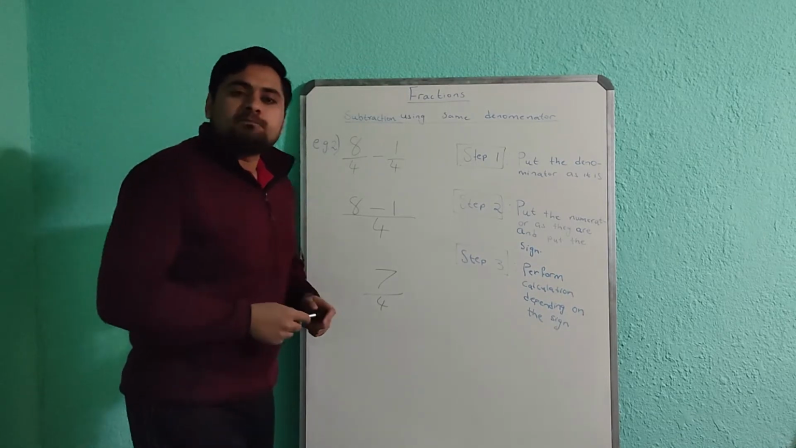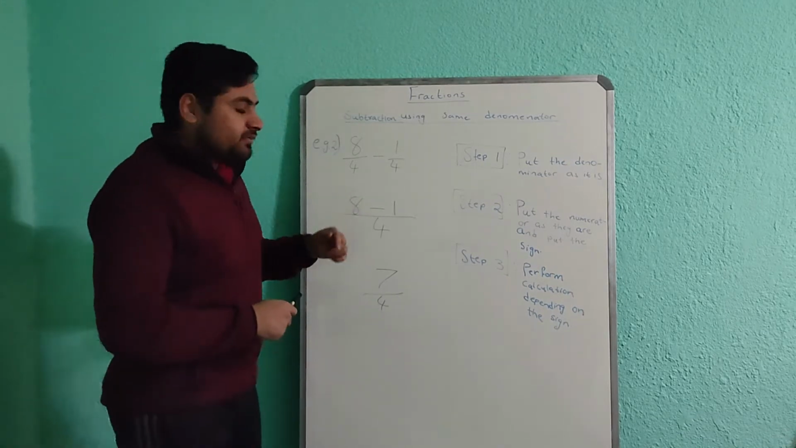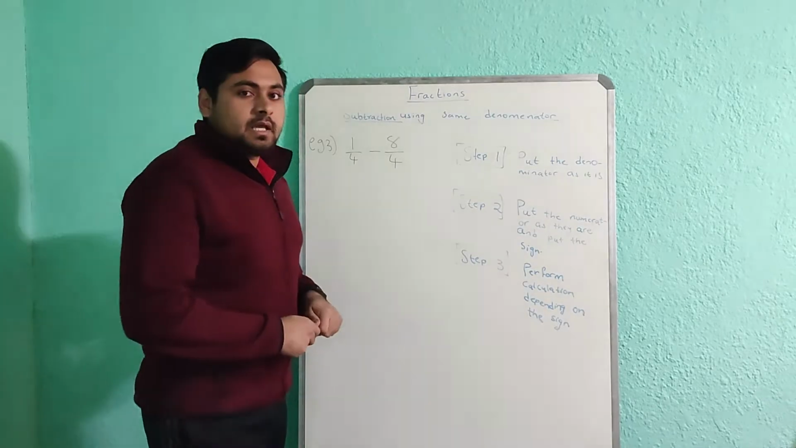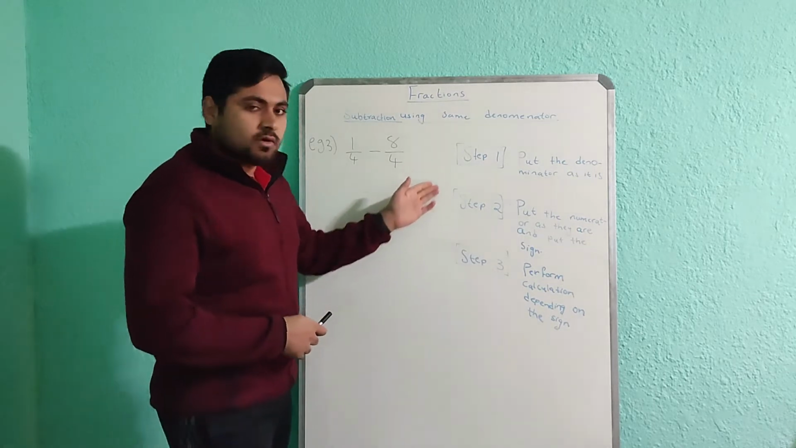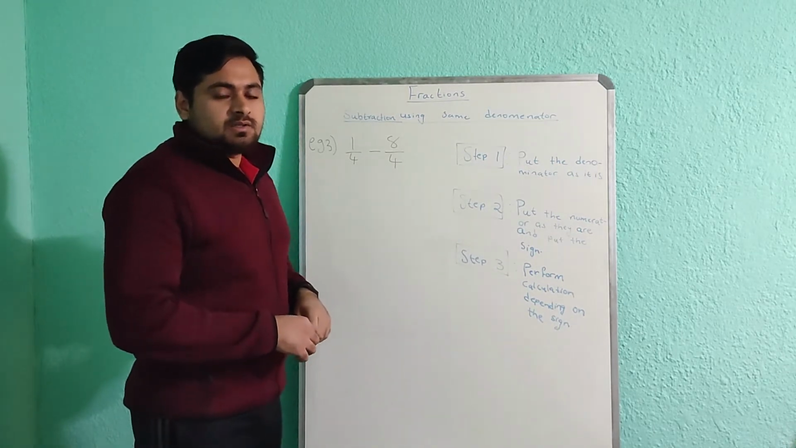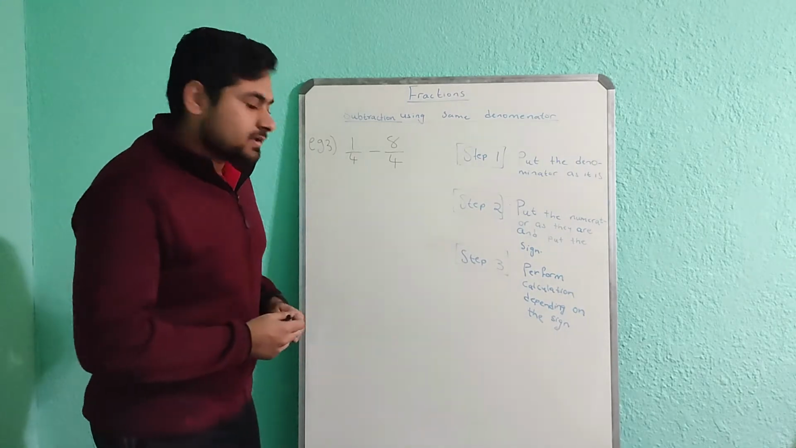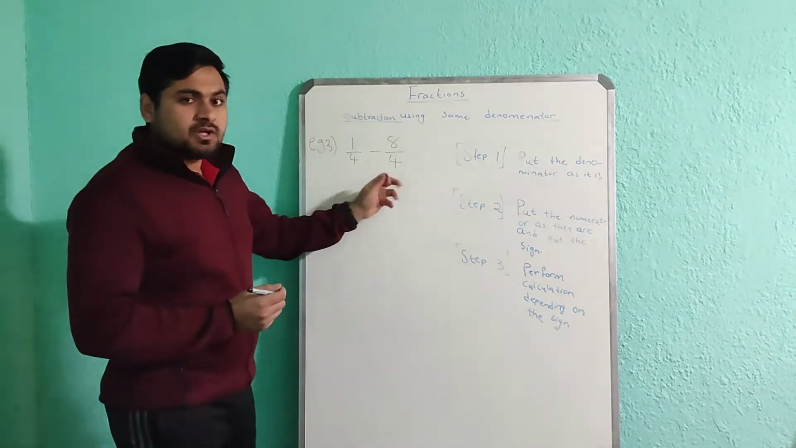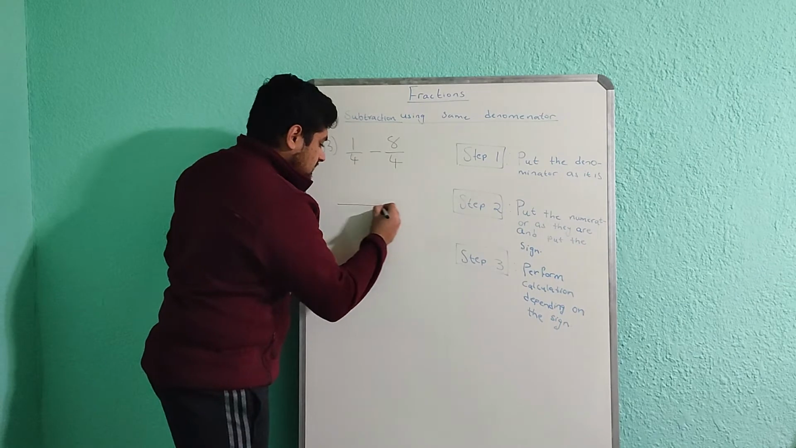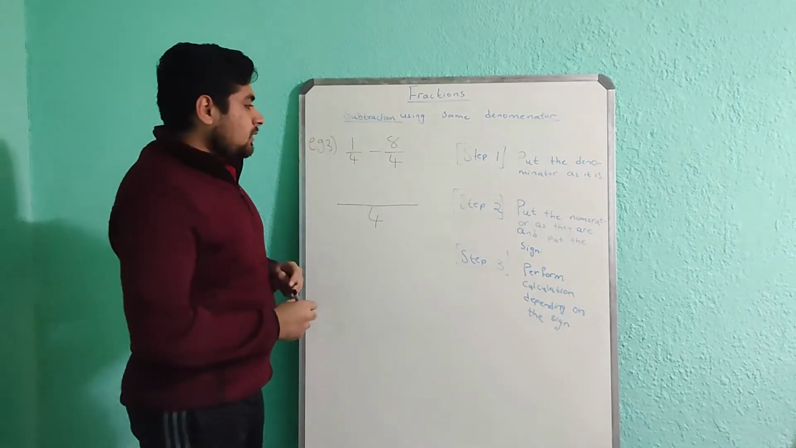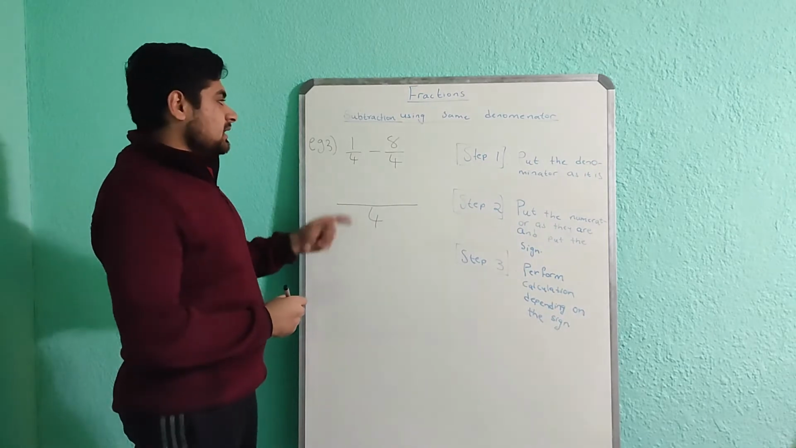Now we'll be moving on to subtracting fractions that can lead to negative numbers. With this example there is no difference. We still follow the same rule. It's just that we'll be asking our friend for help. Let's do it. So first step, put the denominator as it is. Our denominator is 4. Now we put the numerators and the sign as they are.